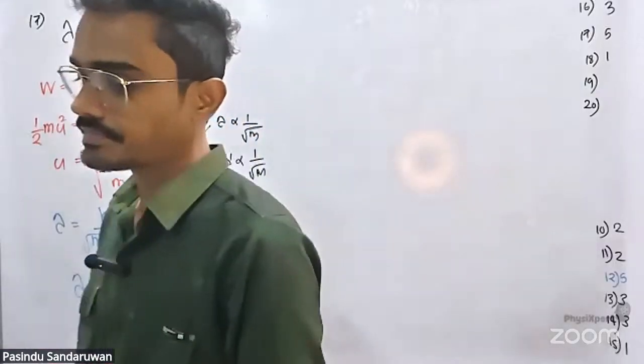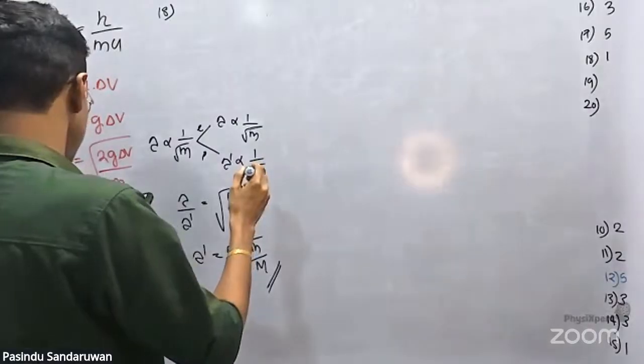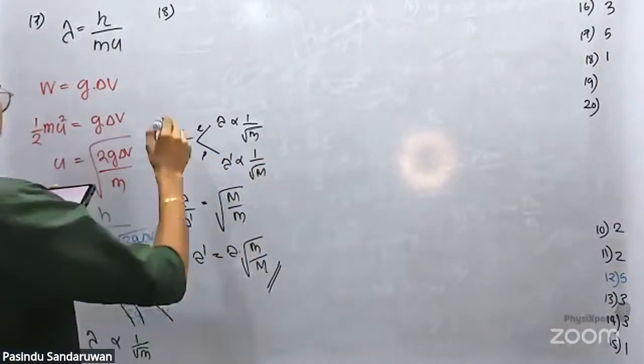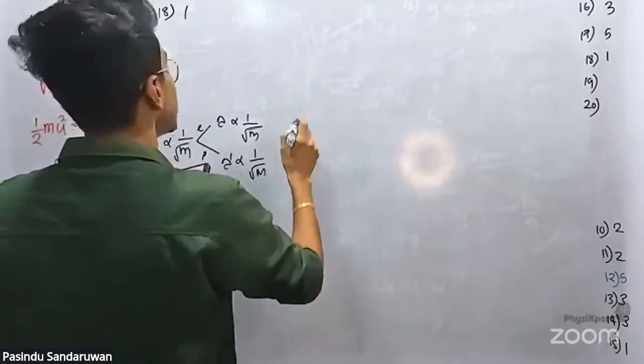19. Then for 18, what was it? 3? Oh, sorry, 1. For 18, 1. Yeah, I have mentioned. 19.